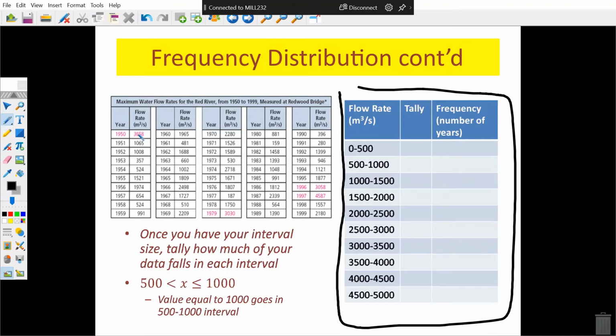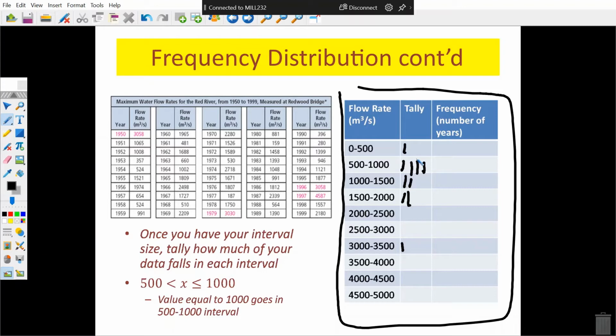So for example, 3,058 occurs between 3,000 and 3,500, so we put a tick down there. 1,065 would go here. 1,008 goes there as well. 357 is down there. 524 is there. 1521 right there. 1974. You can see this is a pretty easy process. A little time consuming, but ultimately not the most difficult thing you've ever done.